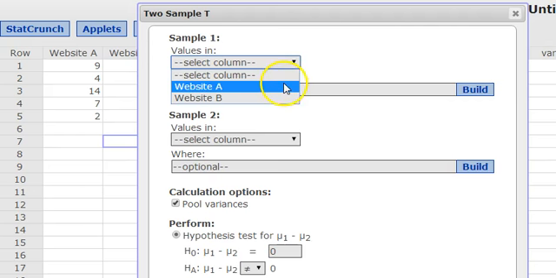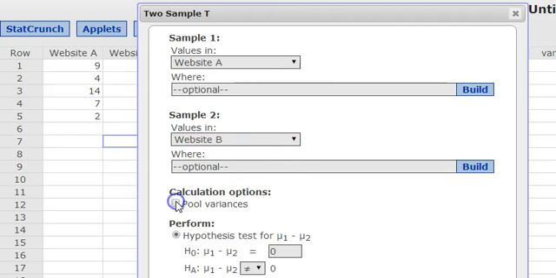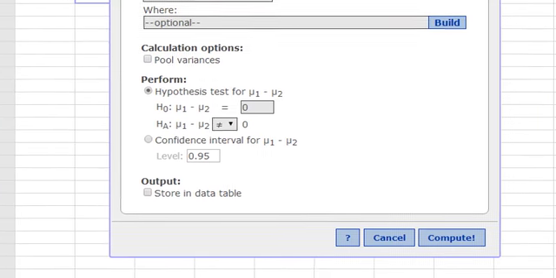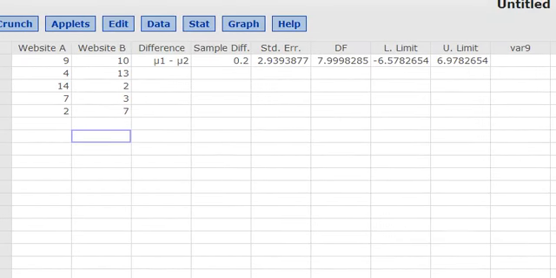Sample 1 values in website A, sample 2 values in website B. We uncheck pool variances, and then I am going to pull down the screen so you can actually see the rest of this. Confidence level for the mean difference is 0.95. It's already correct. I'm also going to check store in data table, so it goes right onto the worksheet. And then I'm going to come over here and click Compute.